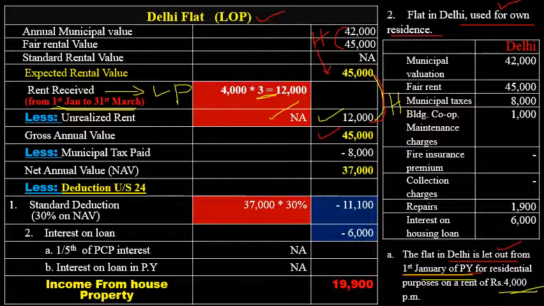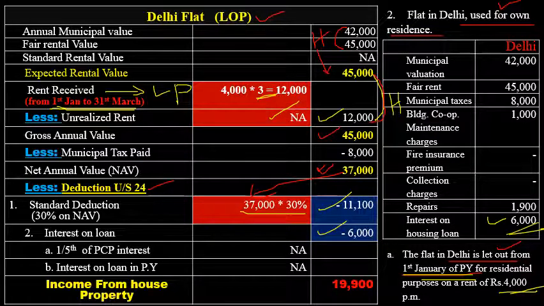Next, municipal taxes paid is 8,000, and after deducting the municipal tax from the gross annual value, the net annual value is 37,000. Next, deduction under section 24, the standard deduction first, that is 30%. 37,000 into 30% is 11,100. Next is the interest on loan, 6,000, which is given in the problem. After deducting 6,000 interest on loan, the balance of 19,900 is the income from house property. That is the income of the Delhi flat.